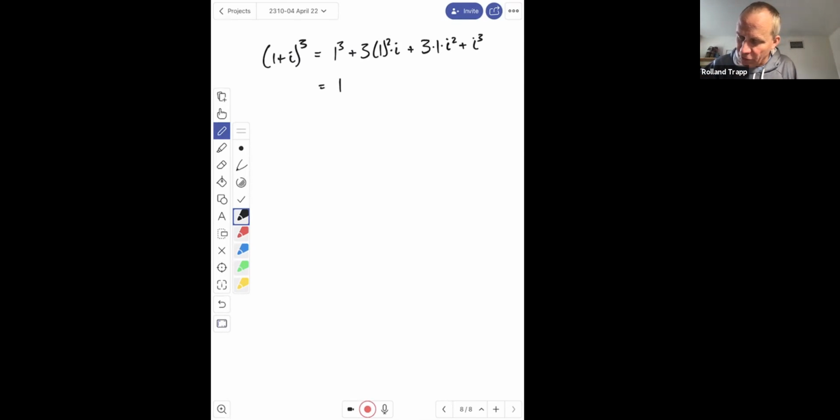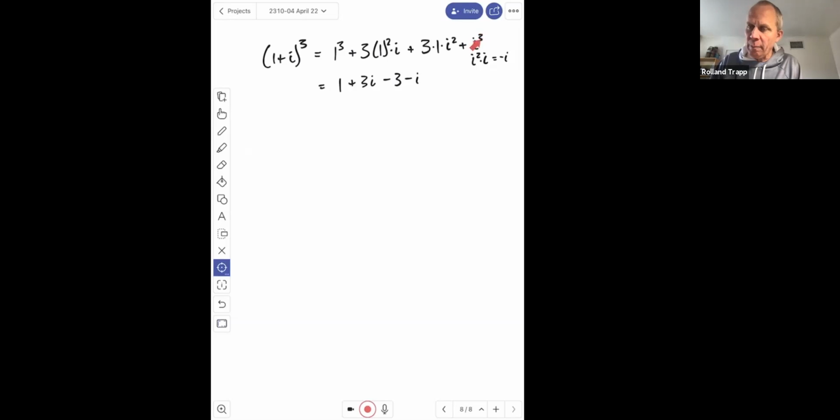1 cubed is just 1, plus 3i. But now this i squared is just minus 1, so this becomes minus 3. But now this i cubed is really i squared times i, and i squared is minus 1, so I just get minus i when I do this.